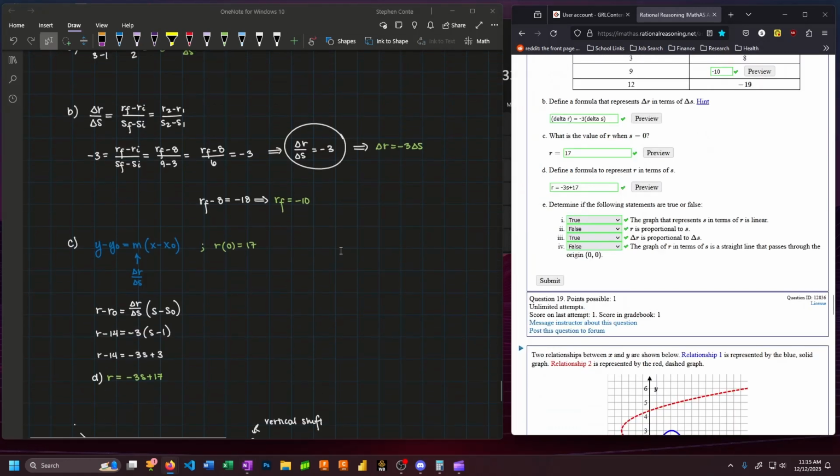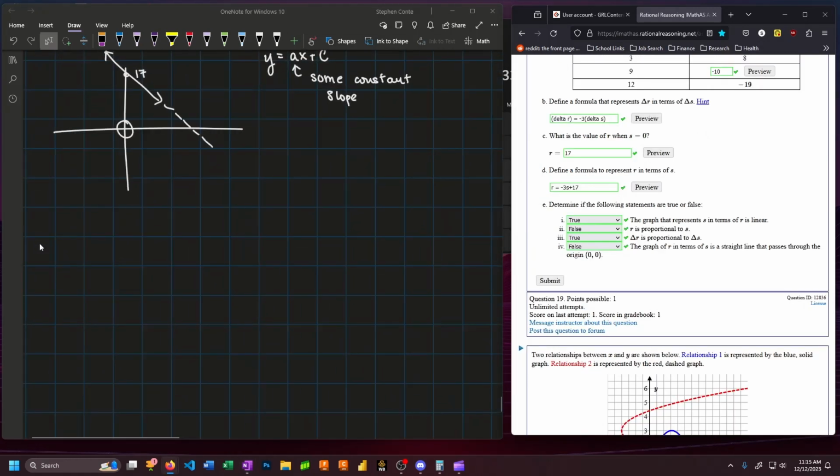Number 2 being false for part E. For something to be proportional to something, let's say if A was proportional to B, that would mean that A is equal to K times B, where K is a constant. What it means for something to be proportional is that they only vary by some factor of a constant. Meaning K times B is equal to A, right? So A is a factor of K times B.